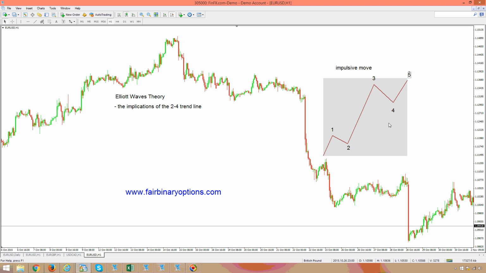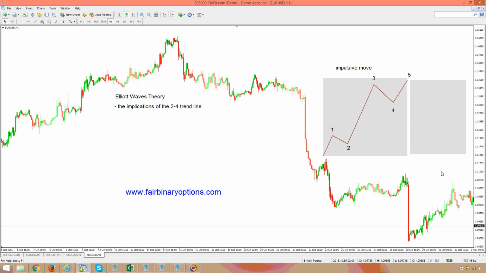Now we have a lot of projects here dedicated to Elliott waves, so make sure you check each and every one of them, as we are explaining the Elliott waves theory from easy parts all the way to more complicated ones. And this one is dedicated to the implications of a 2 to 4 trend line. So basically we want to forecast what is happening on the right side of the chart after we have a 5-wave structure. After we have a 5-wave structure, we want to know if the pattern that we were looking for was indeed a 5-wave structure, an impulsive move. Second of all, if that pattern is completed or not.